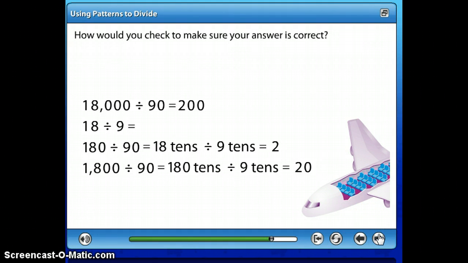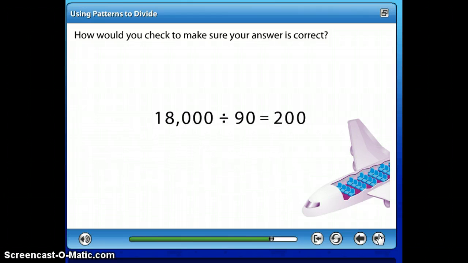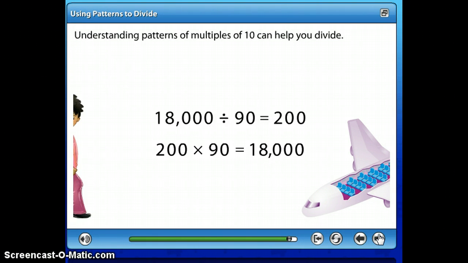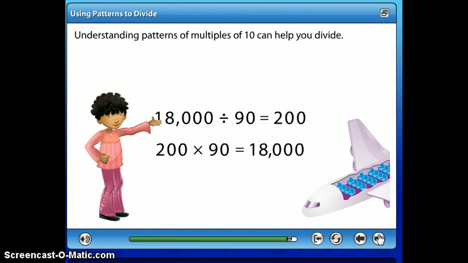How would you check to make sure your answer is correct? What inverse operation would you use, Desiree? You could do 90 times 200 and try to get 18,000. Yeah, you would multiply 90 times 200 to see if that equals 18,000. You can use multiplication to check your answer. Understanding patterns of multiples of 10 can help you divide.